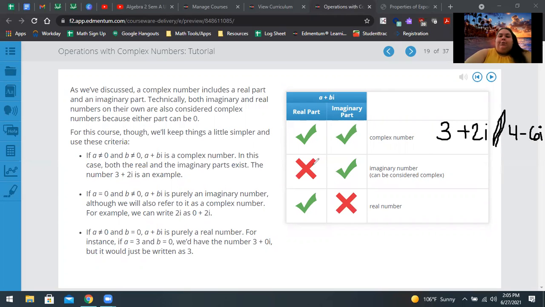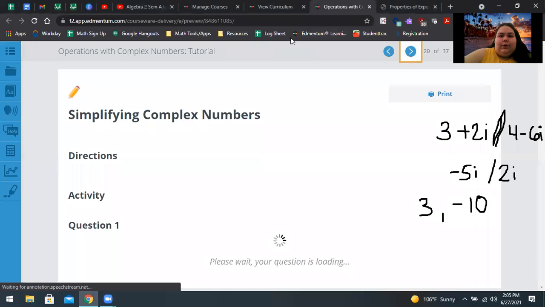What happens if you don't have your real, but you have an imaginary? Then that's just something like -5i or 2i. What happens if you only have a real number? It could be like 3 or -10. But you don't have an imaginary, so there's no i there. Again, for it to be classified as a complex number, you must have a real and an imaginary. Both of those values will be connected with either a plus sign or a negative. And again, you'll see a little bit more in this one.